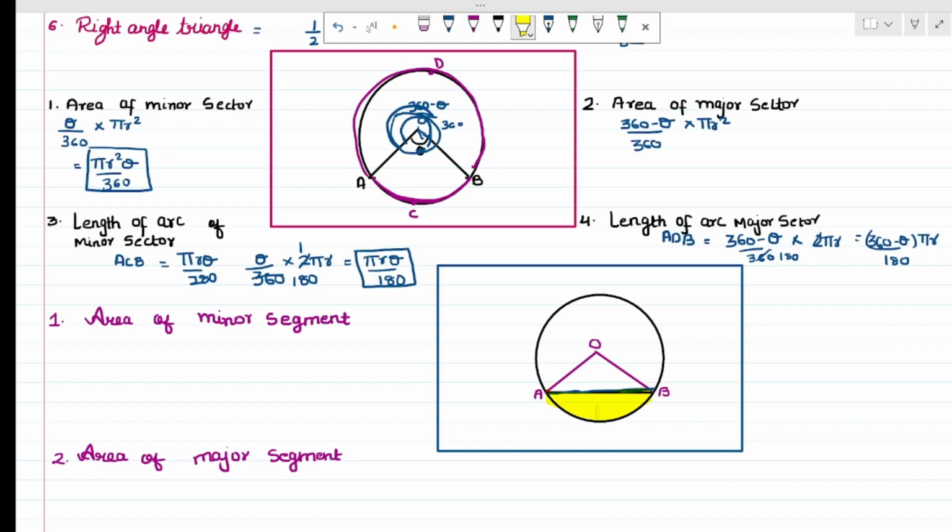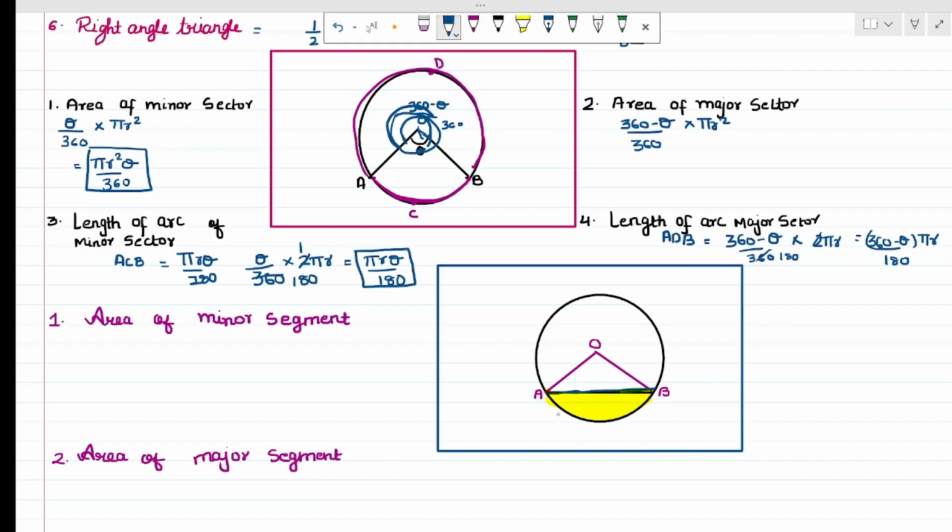This part is called the minor segment. Why is it called minor? Because it's the smallest part, so it is called the minor segment. What will this part be called? This whole part is the major part of my circle, so it will be called my major segment. So it should be clear that a sector is formed by the radius of the circle and a segment is formed by the chord of the circle. Sector is formed with the radius, segment is formed with the help of the chord of the circle.